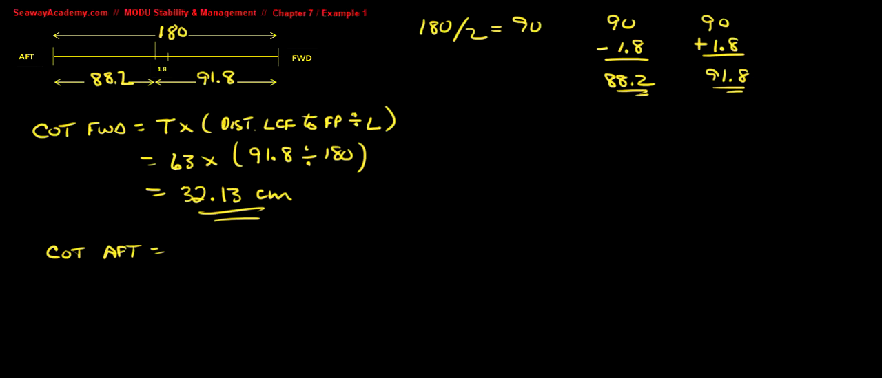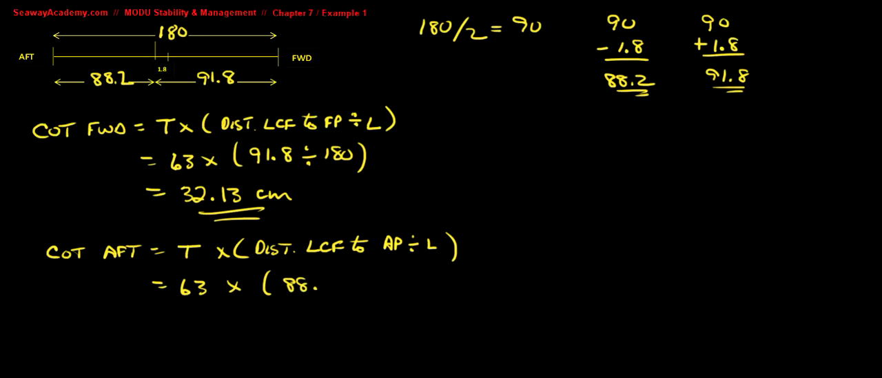For a change of trim aft, the formula is your trim times the distance of the longitudinal center of flotation to the aft perpendicular divided by your length. So again, they told us that the trim is 63 centimeters. We've calculated the distance from the LCF to the aft perpendicular as being 88.2. We divide this by the length of 180. So our change of trim aft is 30.87 centimeters.